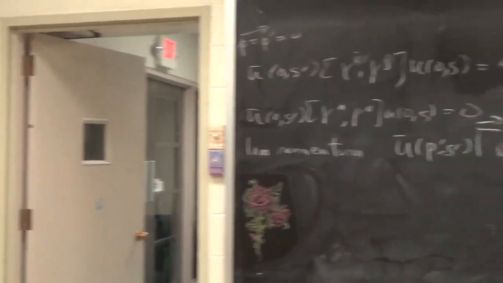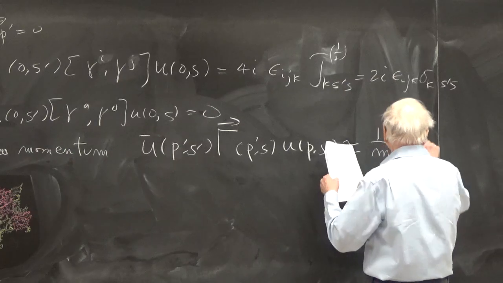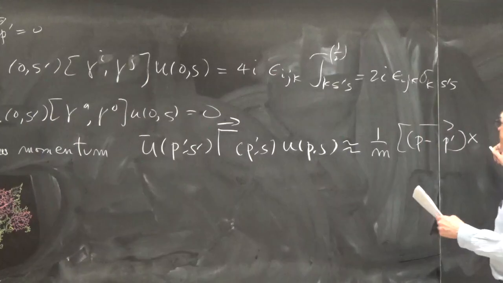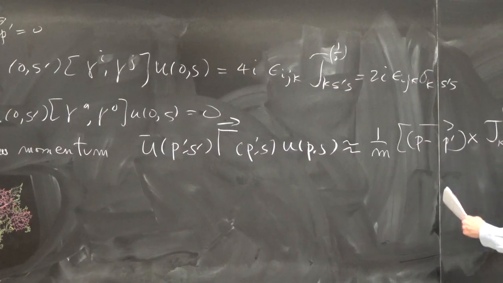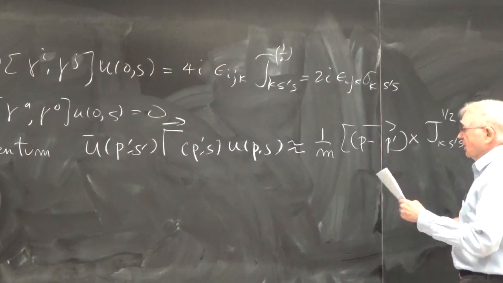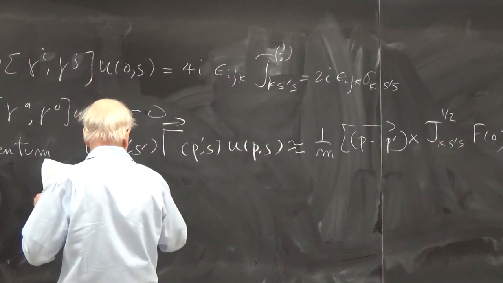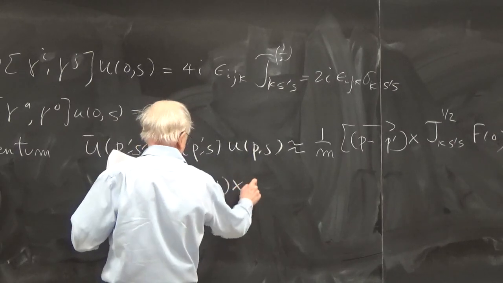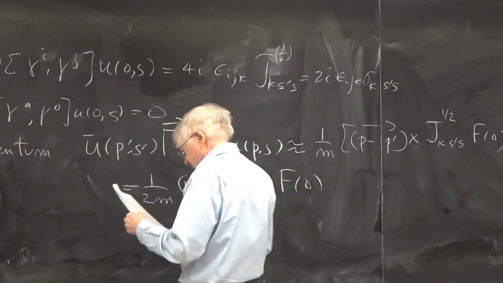So we're going to focus on this part of it, which is 1 over m, p minus p prime, cross j 1/2 k s prime s. And what's left is F of 0. And so this is 1 over 2m, p minus p prime cross sigma s prime s times F of 0.